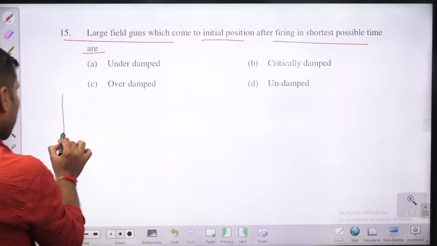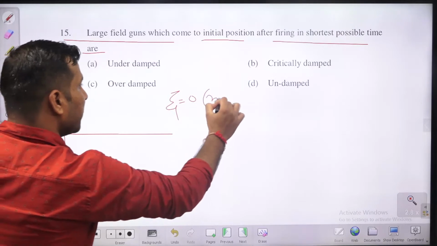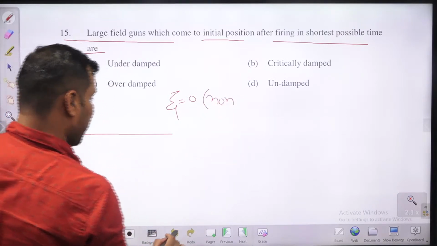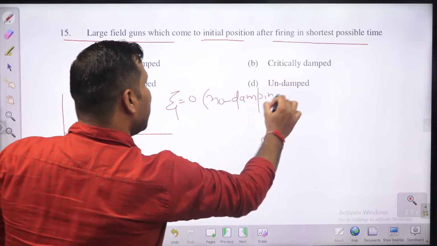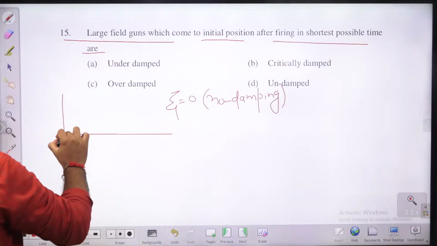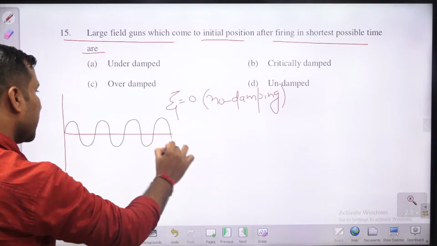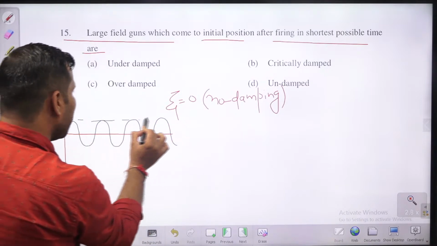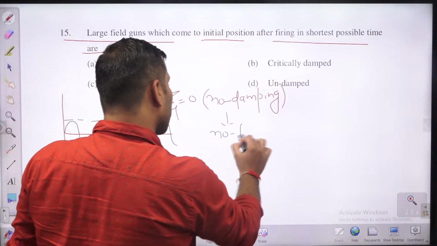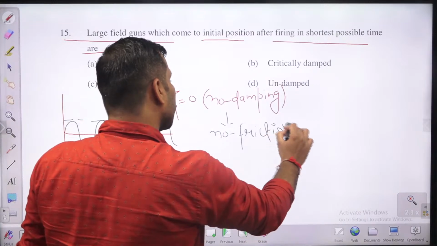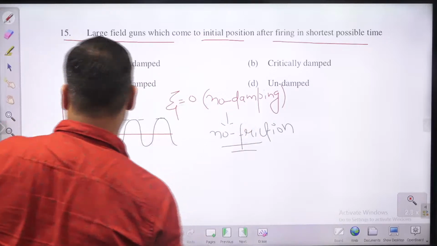But what is the difference? Let me take a case of zeta 0, which means no damping. Children, if there is no damping, the amplitude is going to remain the same. Whatever amplitude you have here, the same you will get here, and here. So the amplitude is not going to change. No damping means no friction, no resistance to vibration. The amplitude is going to remain the same.